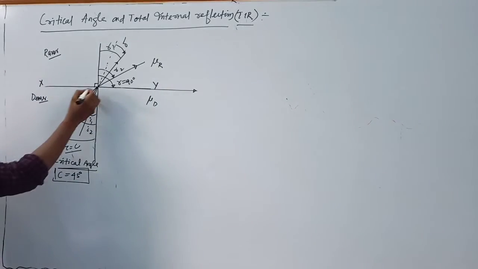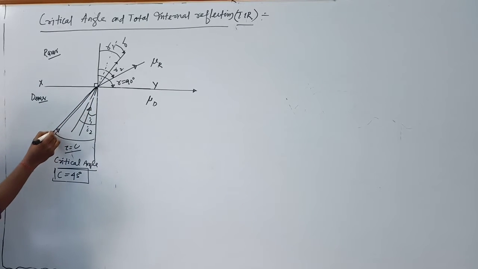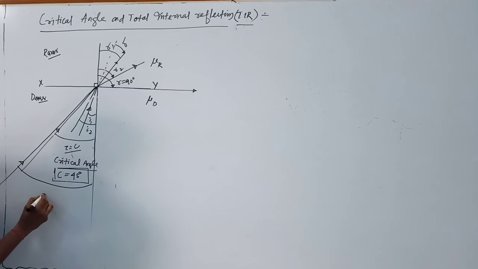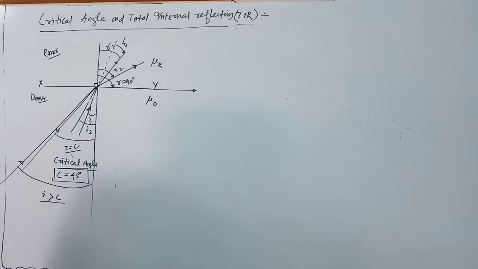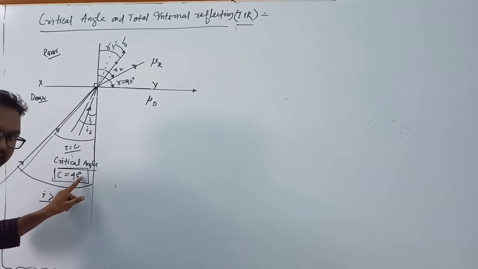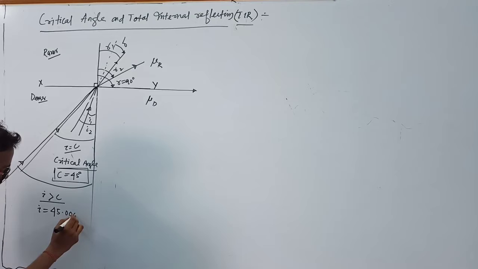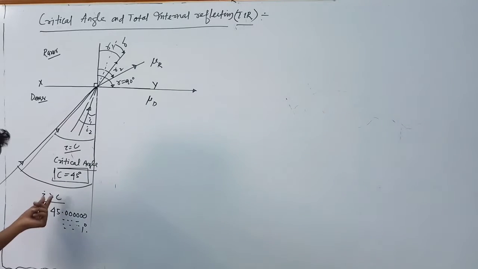That means if we take another incident ray here, like this, and suppose this angle is the angle of incidence, and this incident angle is greater than C, because C here is 45 degrees. Now we choose an incident angle I which is equal to 45.00000000000000001 degrees. Clear? Which is just greater than the critical angle.